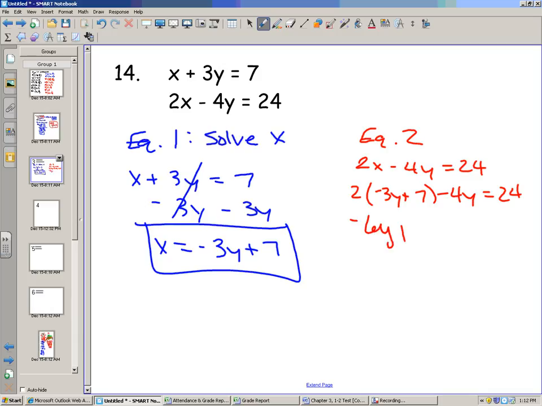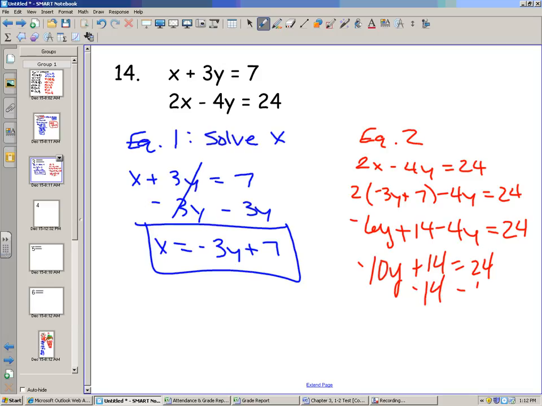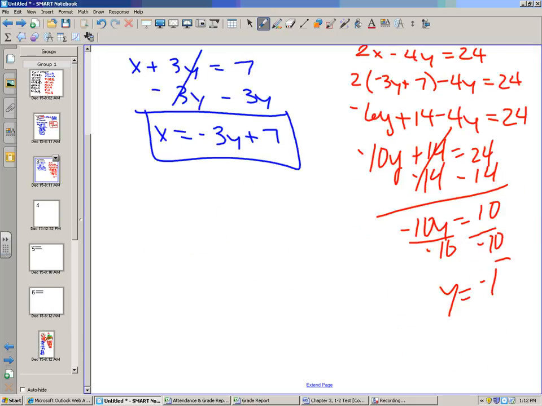Negative 6y plus 14 minus 4y is equal to 24. Negative 6y, negative 4y is negative 10y, plus 14 is equal to 24. Now what? Good. Negative 10y is equal to 10. Divide by negative 10. Y is equal to negative 1. Do we get that? Yes or no?